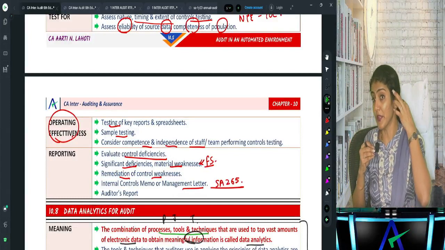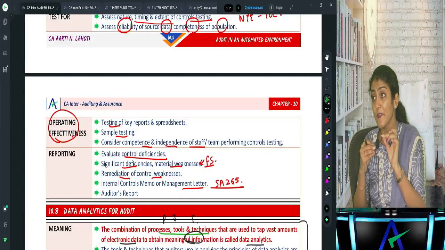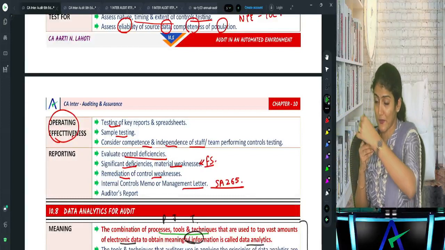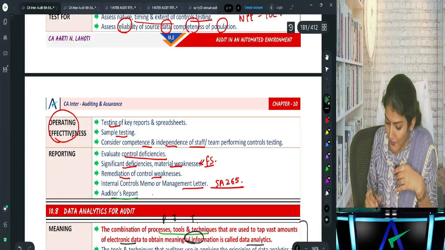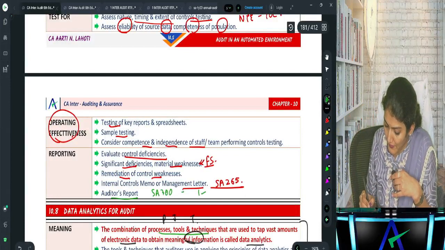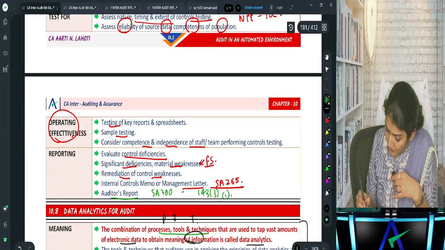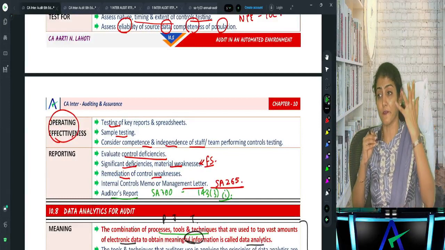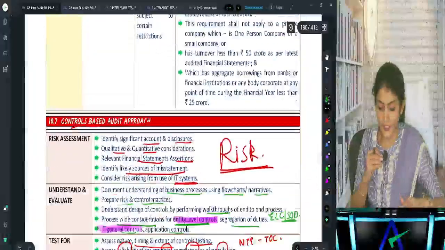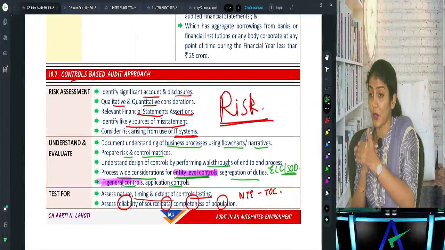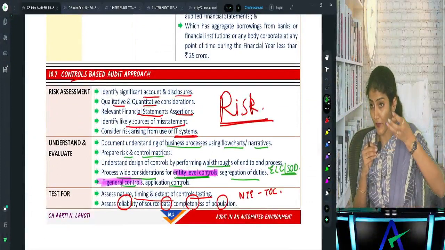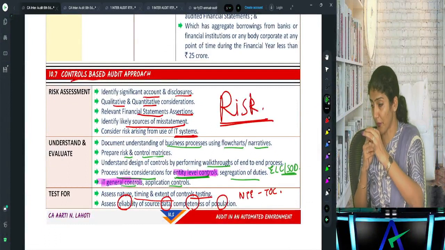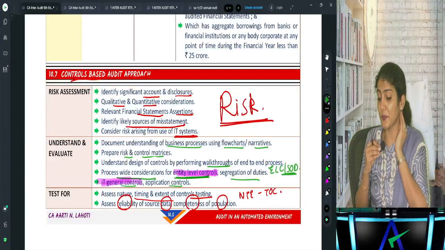That is 260, communication with those charged with governance. 265 is communicating deficiencies in internal control to those charged with governance and management. So that is the management letter. And then auditor's report, SA 700, 143(3)(i), whether there are any deficiencies. You say internal financial controls are not operating effectively, right? IFC is not operating effectively. This is the control based audit approach. What are the 4 broad steps? Risk assessment, understand and evaluate, test for operating effectiveness, and the reporting. And then for each of them, we have these subpoints to be written over there.